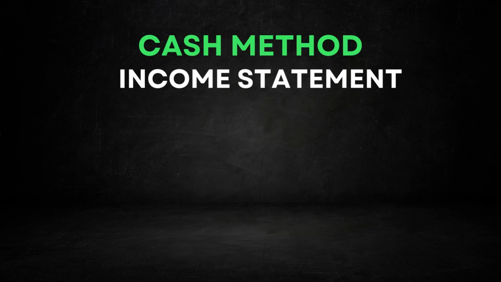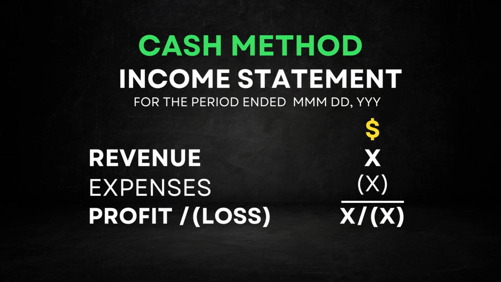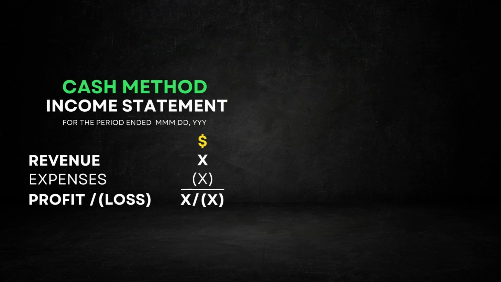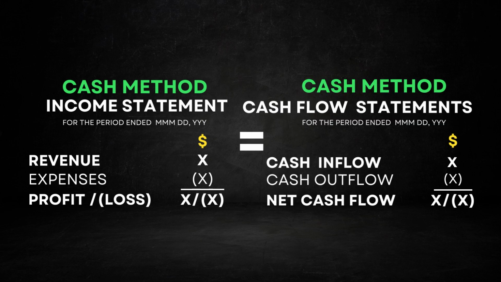If a business follows the cash method, its income statement summarizes revenues and expenses over a specific period, ultimately resulting in either a profit or a loss. However, since revenue is recognized only when cash is received and expenses are recorded when cash is paid out, the income statement prepared under the cash method is equivalent to a cash flow statement.